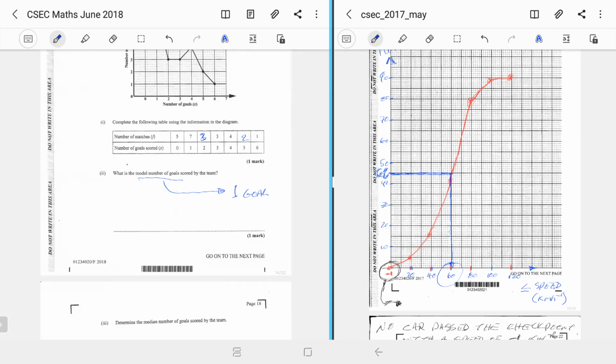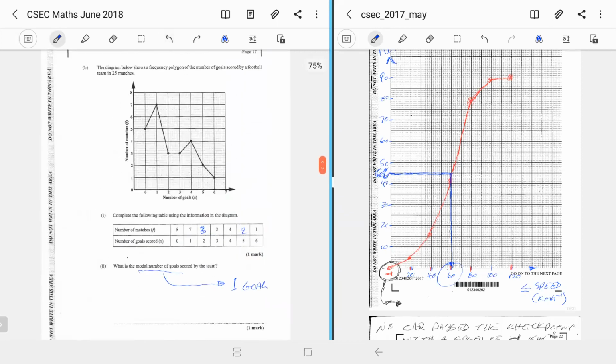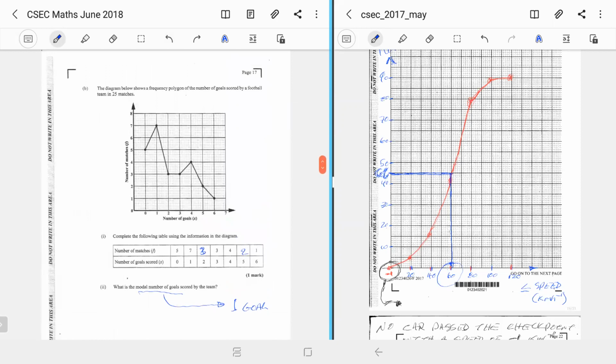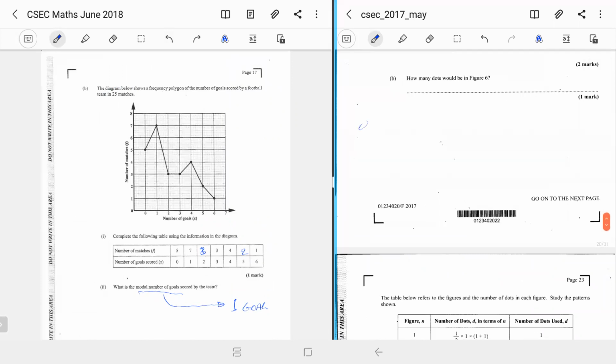All right. The next part says determine the median number of goals by a team. Also, we're going to find the median. Remember, there were 25 matches, and they are now in ascending order in terms of the number of goals scored. So 0 goals were scored in 5 matches. If you were to list out the goals scored by this team, you'd put 0 5 times, 0 0 0 0 0. Then I put in the 1 7 times, 1 1 1 1 1 1 1.